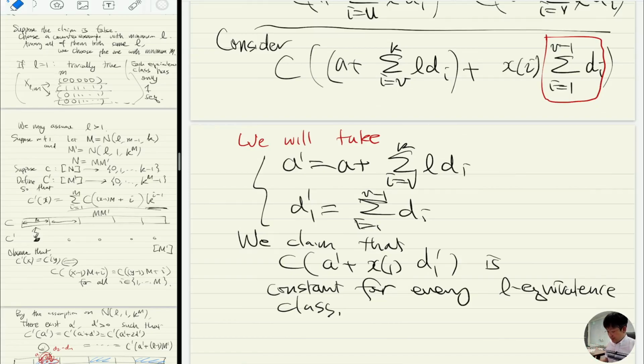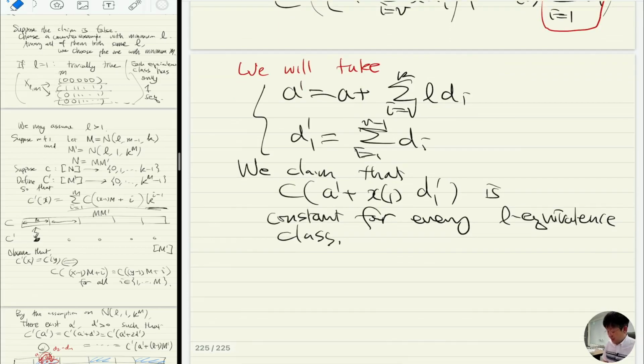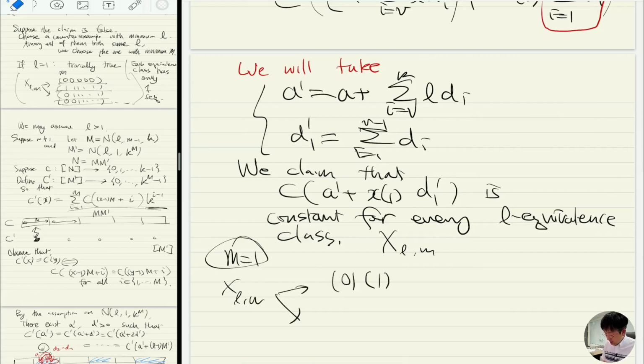I mean, the reason is, right? So there are only two possible reasons. I mean, two possible things. M is 1, right? So what are the equivalence classes? So X_L_M, that has only two equivalence classes. Either it's 0, 1, 2, up to M, L minus 1, or it's just L only. But in this case, you only have one sequence, so there's nothing to prove.